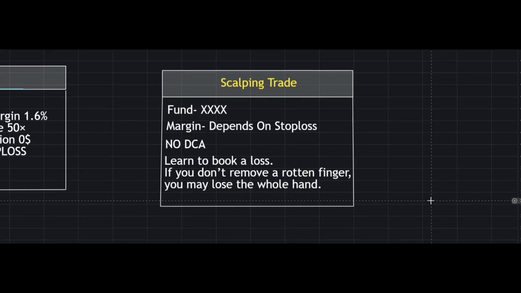But if you decide to do a scalping trade, don't convert it to position trading, because then there is no meaning for scalping, and it will be very difficult to manage later, because in scalping you have to take high margin, depending on your stop loss. If you don't close at the stop loss, it will give you more pain later, and it will be very difficult to manage if you convert this to position trade.